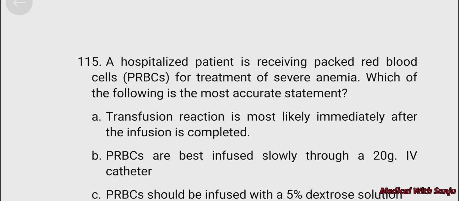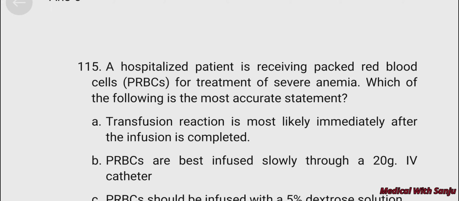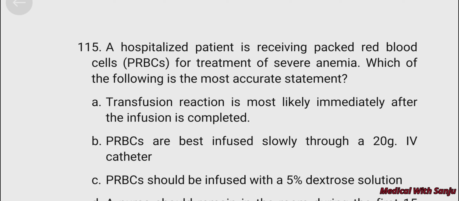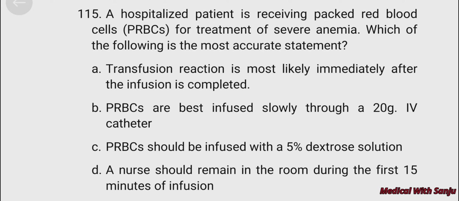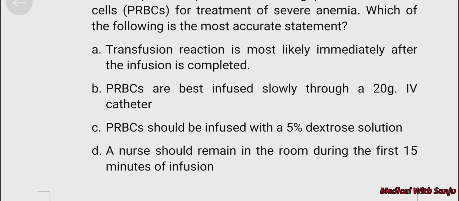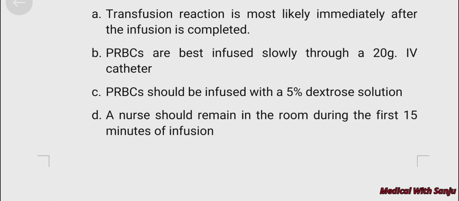Question 115. A hospitalized patient is receiving packed red blood cells for treatment of a severe anemia. Which of the following is the most accurate? Option A. Transfusion reaction is most likely immediately after the infusion is completed. Option B. Packed red blood cells are best infused slowly throughout. Option C. Packed red blood cells should be infused with a 5% dextrose solution. And option D. A nurse should remain in the room during the first 15 minutes of infusion. The right answer is option D.